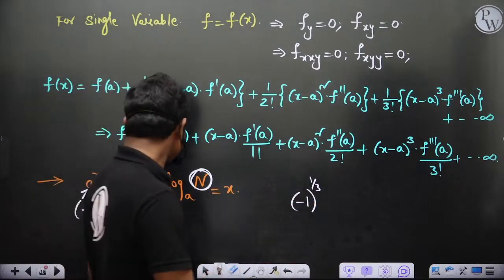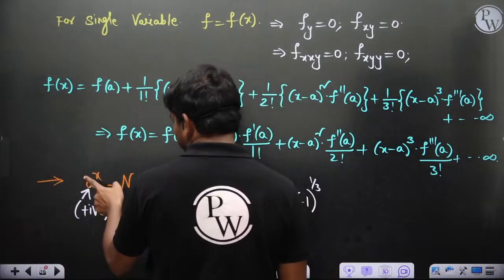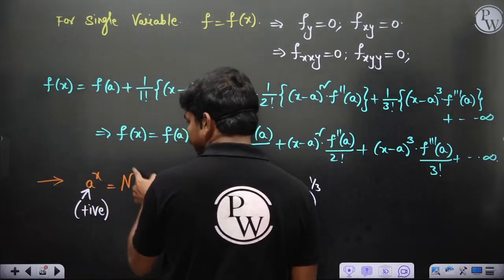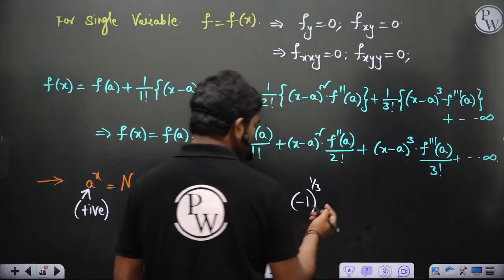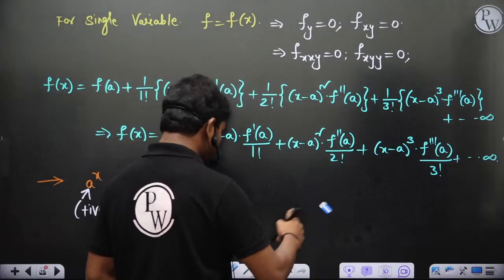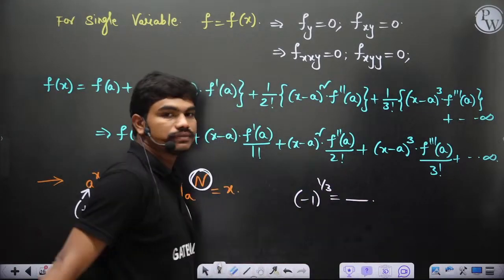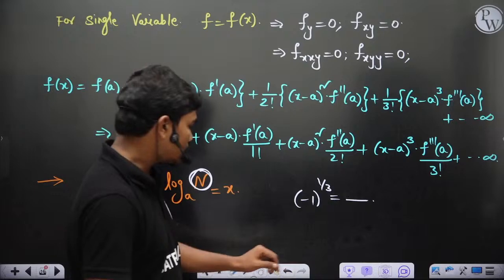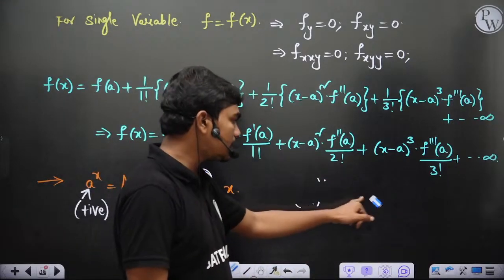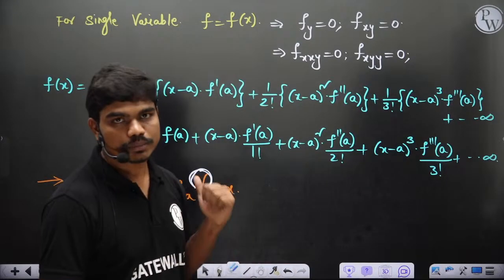So even though x is positive, a being negative will lead to a complex plane. Let's say a power x equal to n, and I take minus 1 whole power 1 by 3, you don't have a real number which satisfies this. So it's a complex number. That's why, if you want to stay in the real plane and define real things, you have to have a positive always.